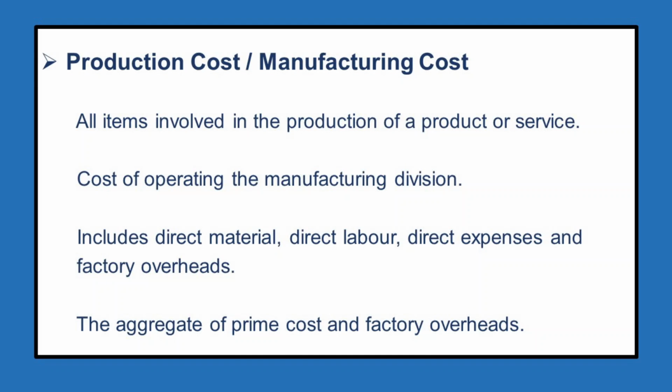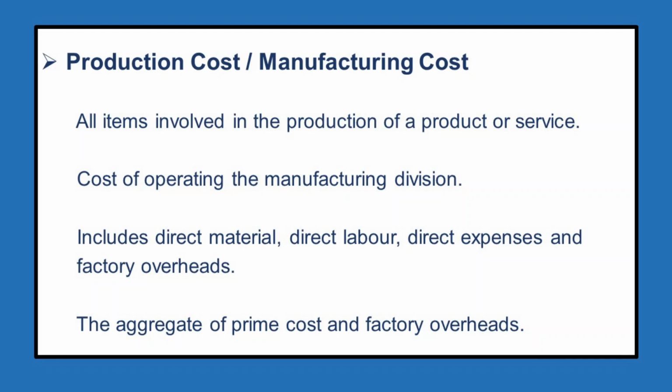Production or manufacturing cost is the cost of all items involved in the production of a product. These refer to the cost of operating the manufacturing division of an undertaking and include all costs incurred by the factory from the receipt of raw materials and supply of labor and services until production is completed and the finished product is packed with the primary packing.